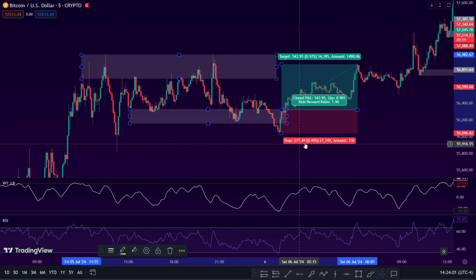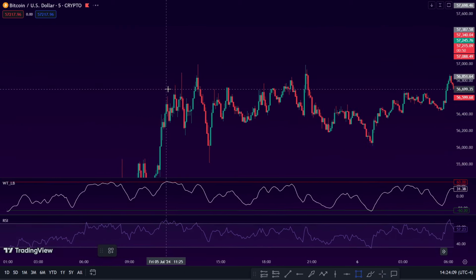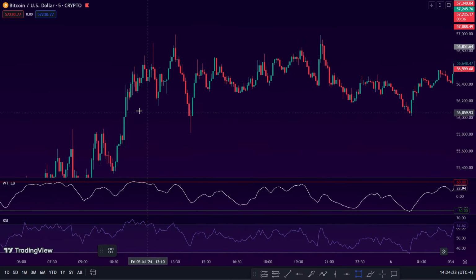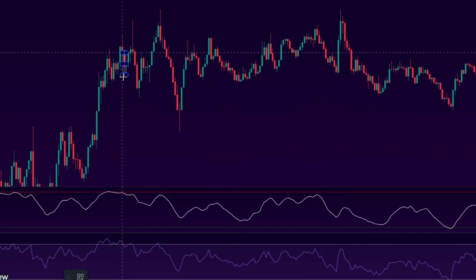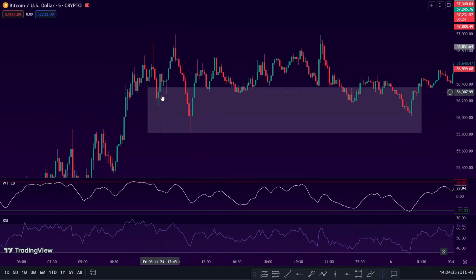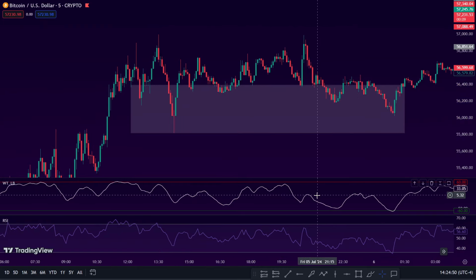To use this strategy, I should draw the support and resistance places. Look at the chart. How can we take the support zone? I would say the support zone is here because we have lots of retests: 1, 2, 3, 4, 5, 6, 7 and more. How do we get the signal from these indicators?